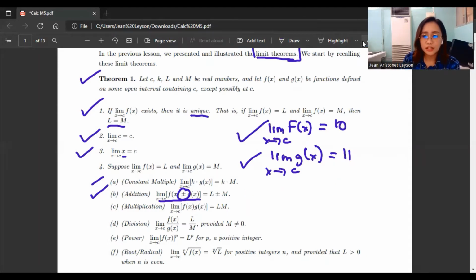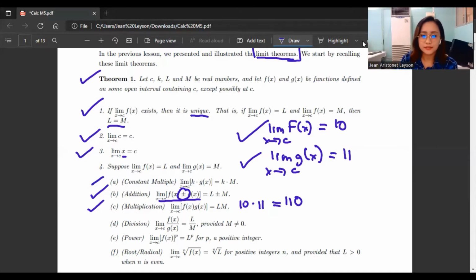So letter C, let's have the same given for the limit of f of x and g of x. Next, we have the multiplication rule, or the multiplication theorem. So let's look for the limit of the quantity of f of x times g of x as x approaches c. We already know the values here. The limit of f of x is 10, and the limit of g of x is 11. So simply multiply. That will give us 110. Okay, so just simply use the operations.